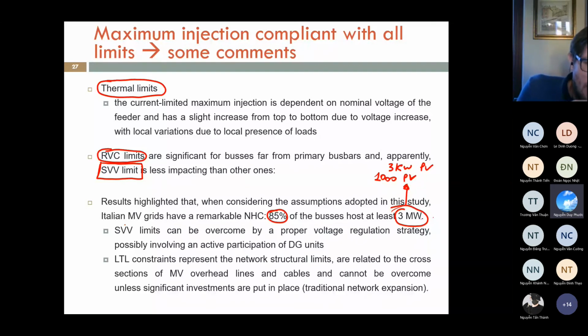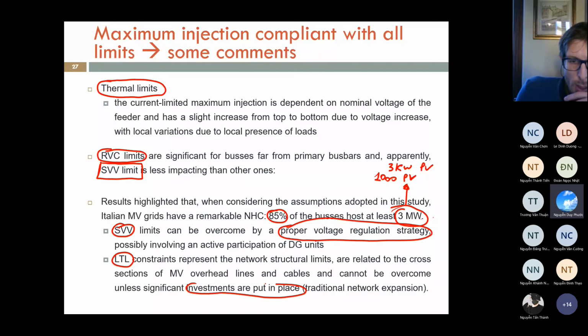How to deal with SVV or RVC and LTL? For the SVV, if we have a proper voltage regulation strategy, we can manage it. And for the line thermal limit, the only chance we have is to invest in new lines. So you have to put in place investments to increase the line thermal limit of the lines.